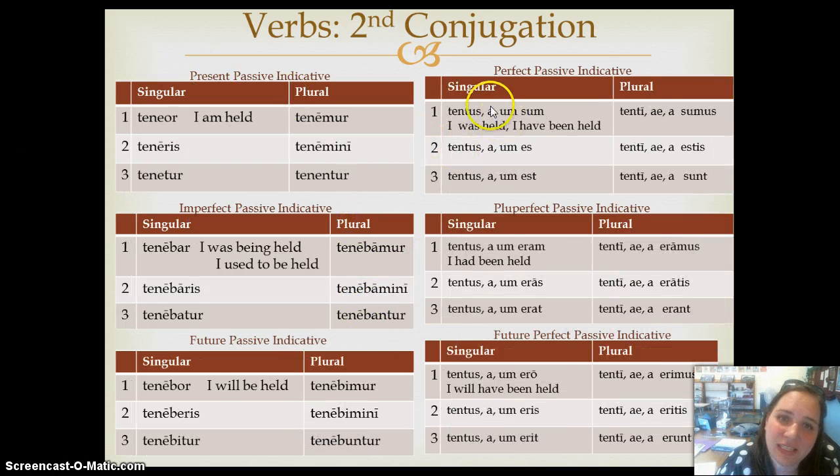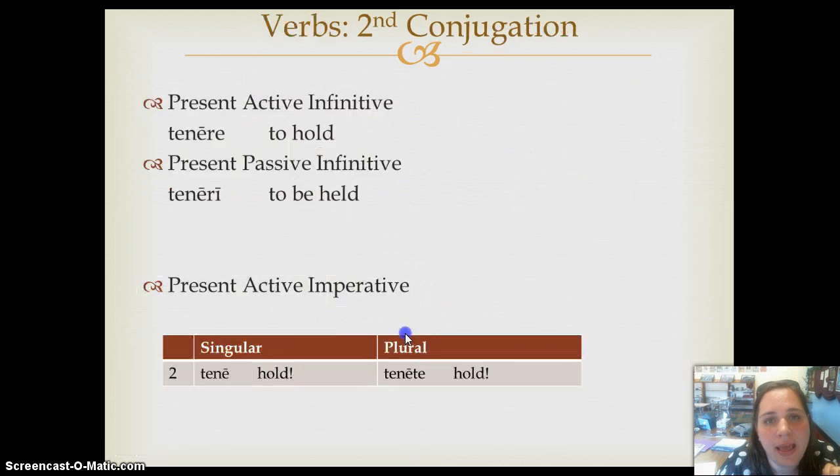That's the active. This is the passive slide, so make sure you're, again, pausing the video and making these notes, okay? And then, again, the present active infinitive and the present passive infinitive for the second conjugation is exactly the same. You replace the E with the long I to make to hold and to be held. And then the present active imperative is, in the singular, the present stem tene, and in the plural, tenete.